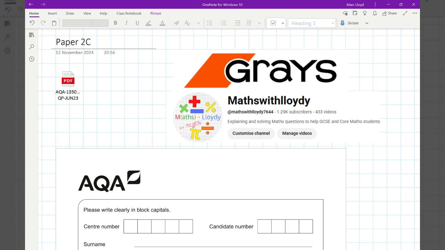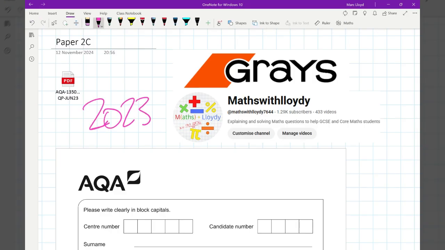Today we're looking at the paper 2C for the 2023 exam series. Let's make sure the pen's working.